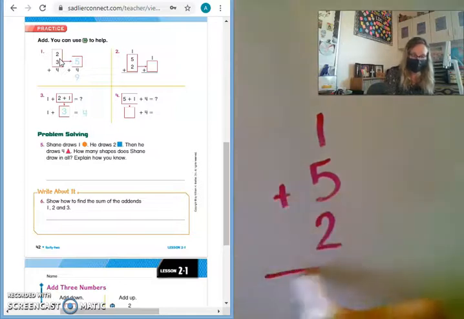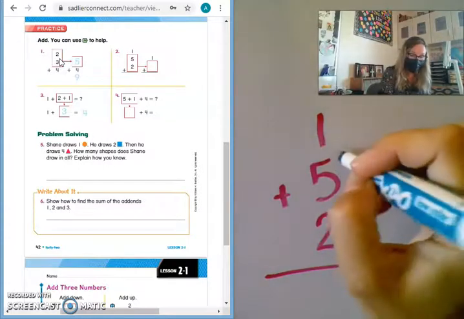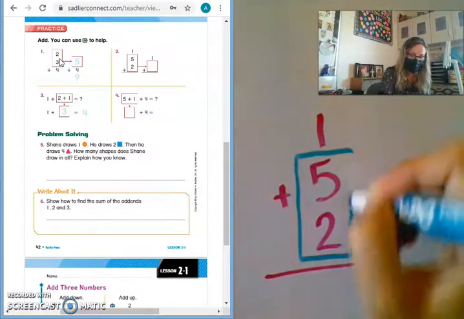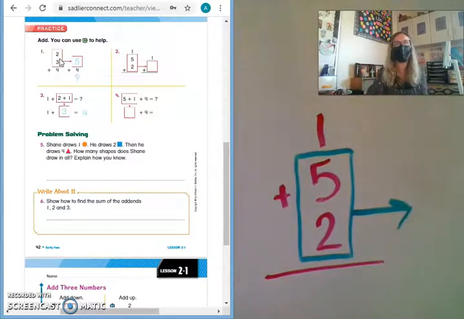Okay, and they want to know how many? 1 plus 5 plus 2. So Ava June, which 2 did they decide to group together first for number 2? 5 and 2. So we take our 5 and our 2. We're going to group them together. And what amount do I get when I add 5 and 2? Emily?